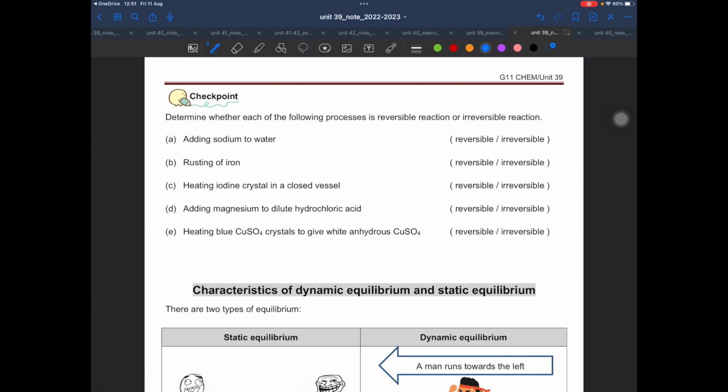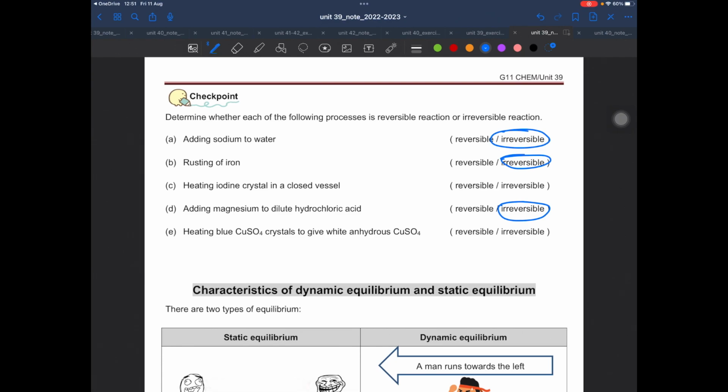First, adding sodium to water. Of course, this is irreversible, right? Eventually, all sodium will turn into soluble salt and hydrogen. Rusting of iron, yes, also irreversible. So if you have enough time, every single iron will turn into rust. Now, we go to part D first. Part D is also irreversible because this is acid reacting with metal, right?